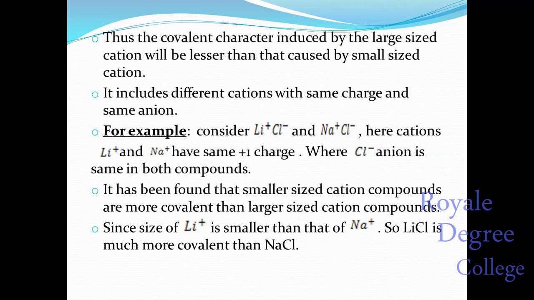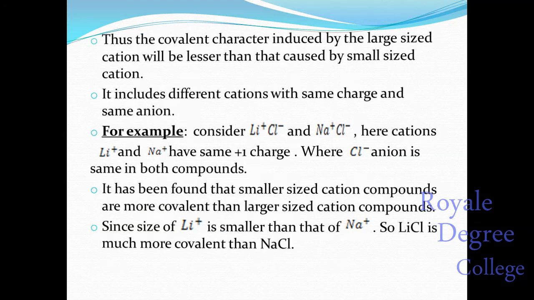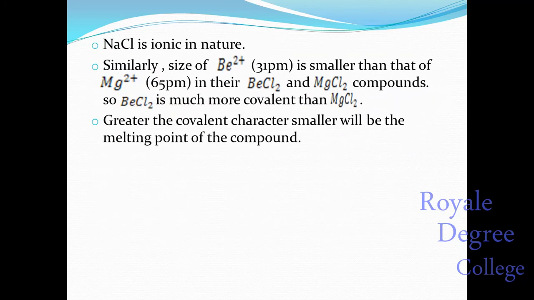Since size of Li plus is smaller than that of Na plus, so lithium chloride is much more covalent than sodium chloride. Sodium chloride is ionic in nature. Similarly, size of Be2 plus, that is 31 picometer, is smaller than that of magnesium ion, 65 picometer, in their beryllium chloride and magnesium chloride compounds. So beryllium chloride is much more covalent than magnesium chloride. Greater the covalent character, smaller will be the melting point of the compound.